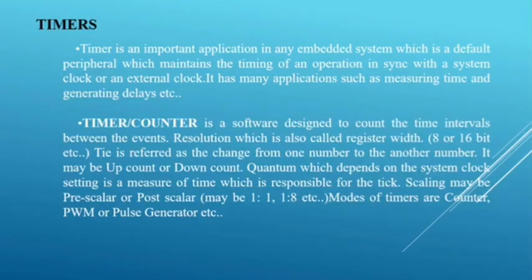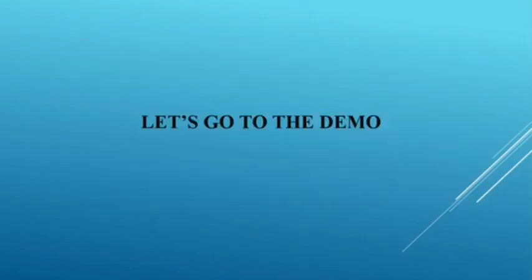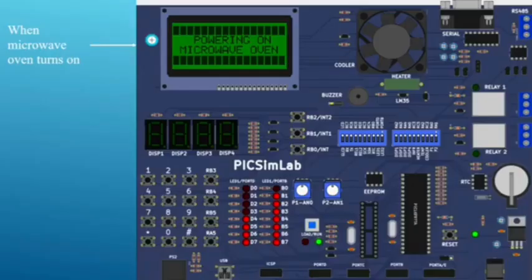Resolution, which is also called register width, is 8 or 16 bit, etc. A tick is referred to as the change from one number to another number. It may be up count or down count. Quantum, which depends on the system clock setting, is a measure of time which is responsible for the tick. Scaling may be prescaler or postscaler.